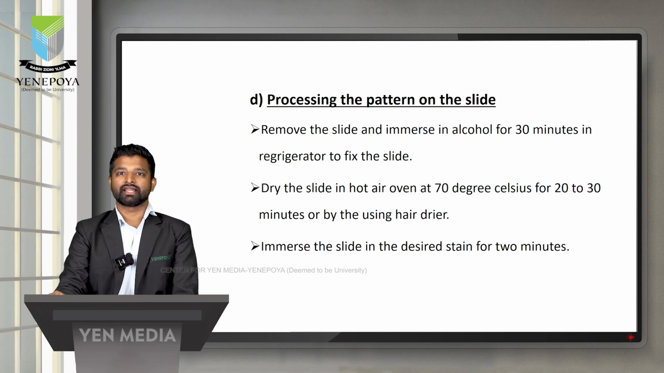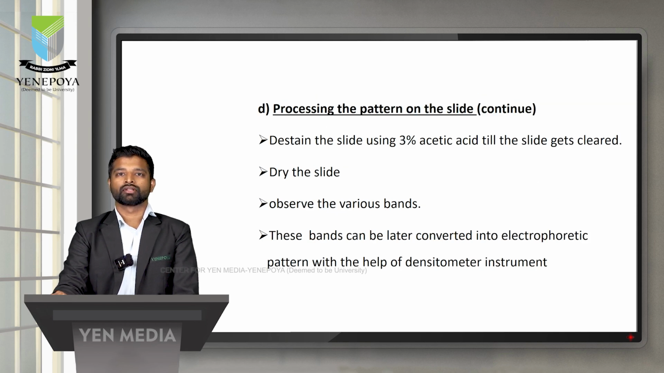Later we should immerse the slide in a desired stain for 2 minutes. Then we should take out the slide exactly after 2 minutes from the stain and destain using 3% acetic acid till the background of the slide is clear. We should see the bands. Then we dry it with a hair dryer and observe the various bands. If we want to convert the bands into an electrophoretic pattern, we use an instrument called a densitometer. Once we keep the slide inside the densitometer, the bands will be converted into an electrophoretic pattern.